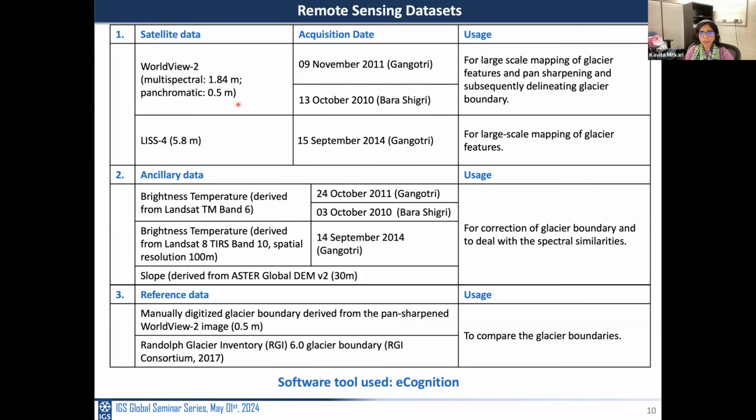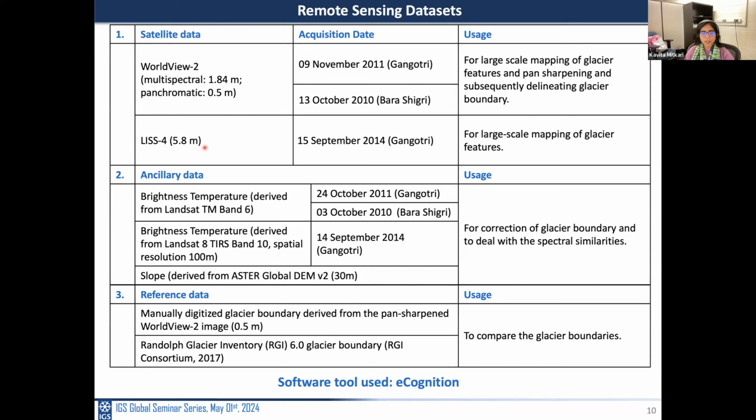So coming to the remote sensing data sets, I have used different high spatial resolution images to design an OBIA methodology. So one is WorldView-2 data, which has a multispectral resolution of approximately 2 meters and a panchromatic resolution of 0.5 meters. So the WorldView-2 image pertains to the Gangotri Glacier, and I've also considered another debris covered glacier, that is Badashiri Glacier.